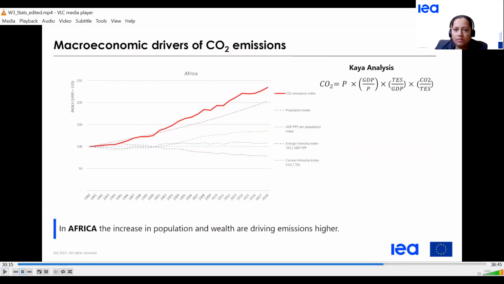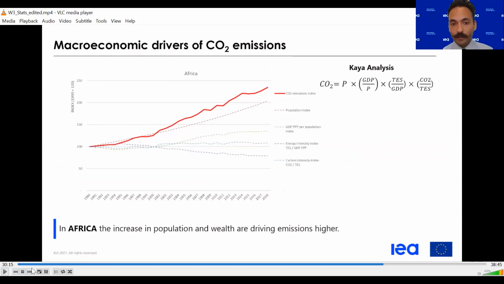This one? Yes, perfect. And this one is the same thing for Africa. And as you can see on the graph, population has had a sharp, steep increase. And there has also been an increase in the wealth. So GDP per population has also been increasing. On the other hand, the carbon intensity of the energy mix has been relatively flat. That shows the continuous dominance of the fossil fuel in the energy mix.